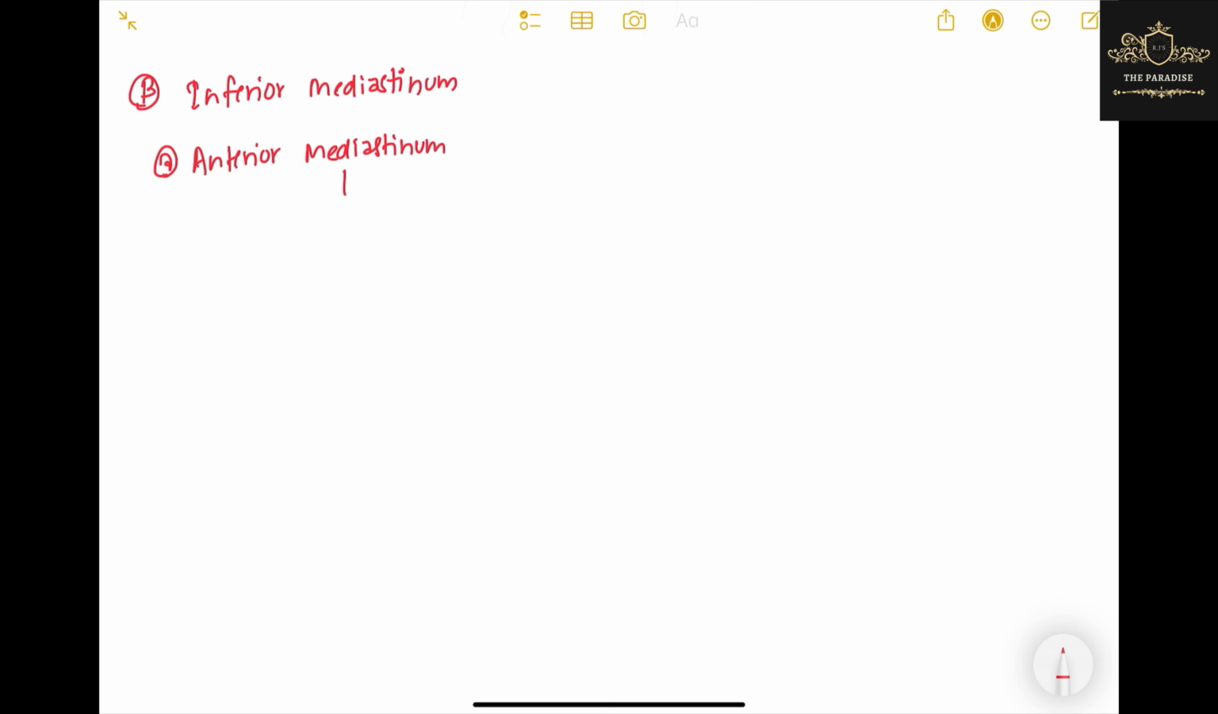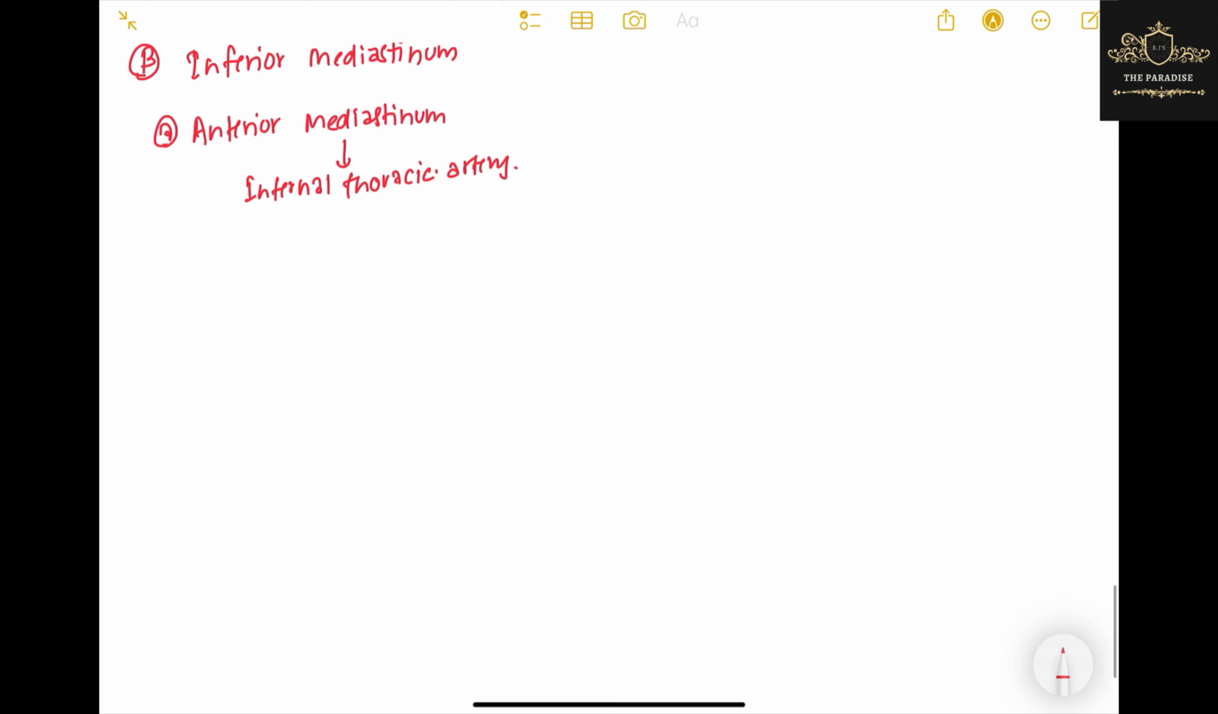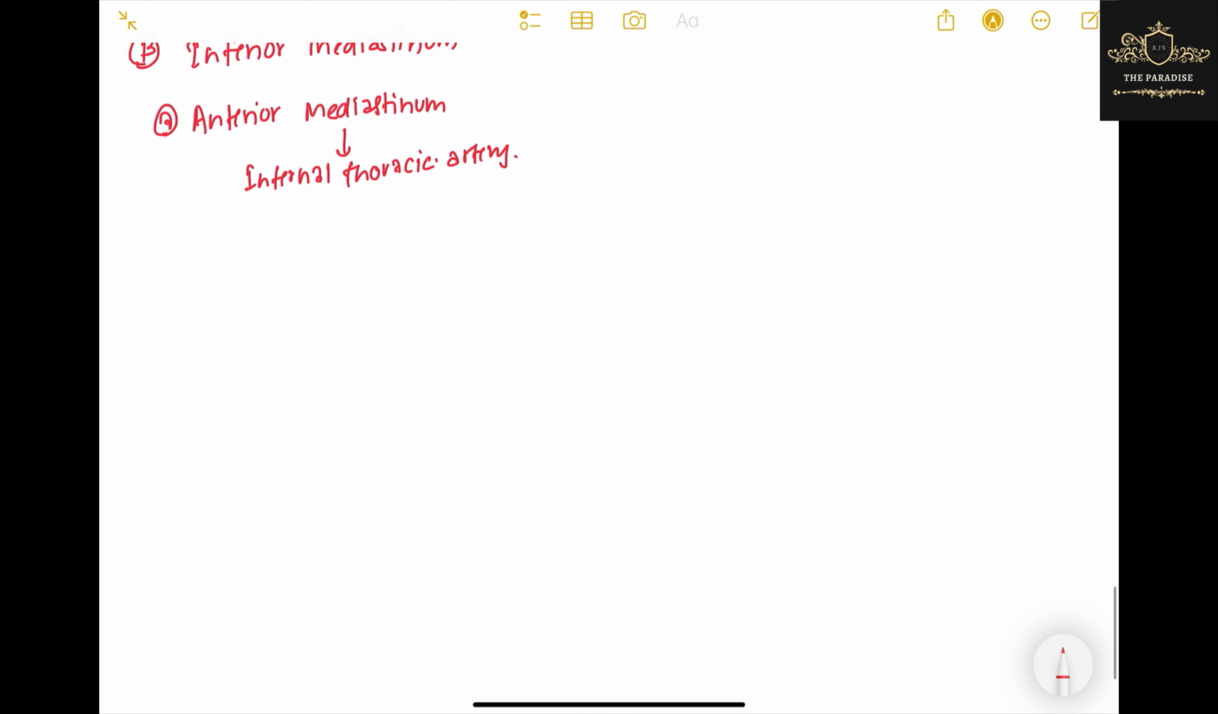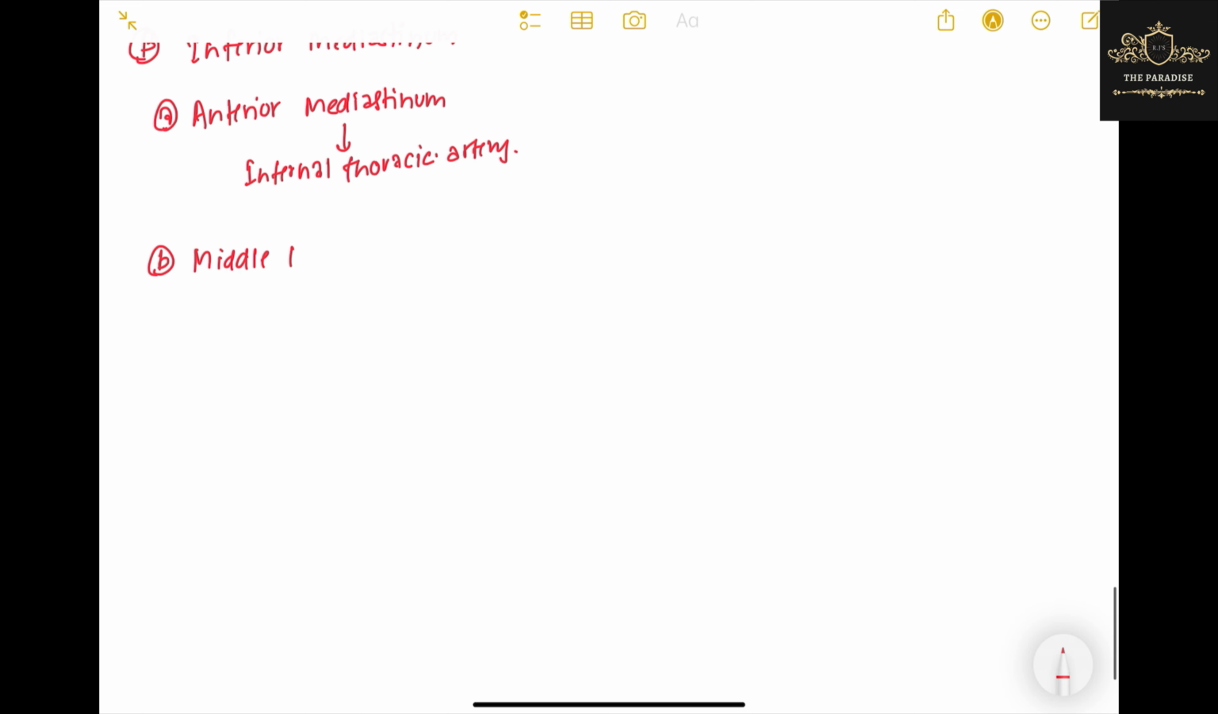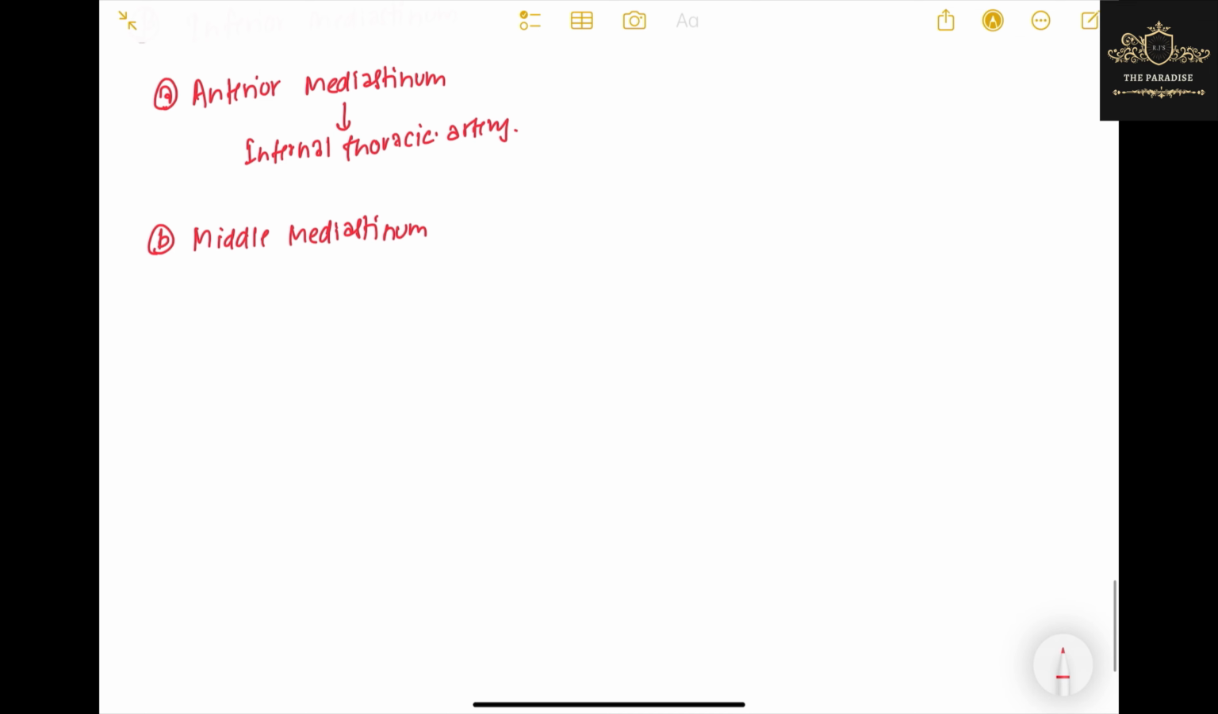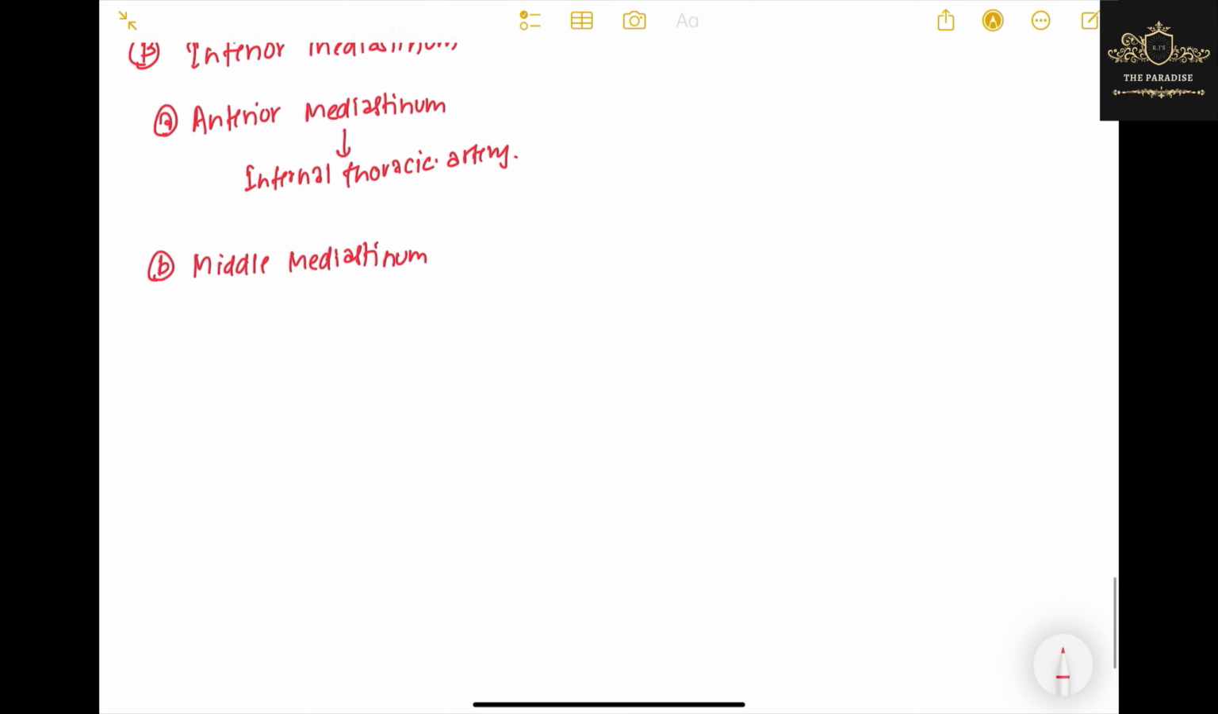So in the anterior mediastinum, what will be there? Mediastinal branches of internal thoracic artery. Okay. Next, middle mediastinum. It doesn't supply to the mediastinum.